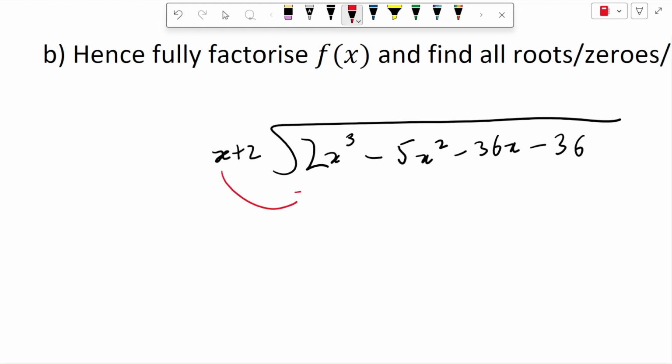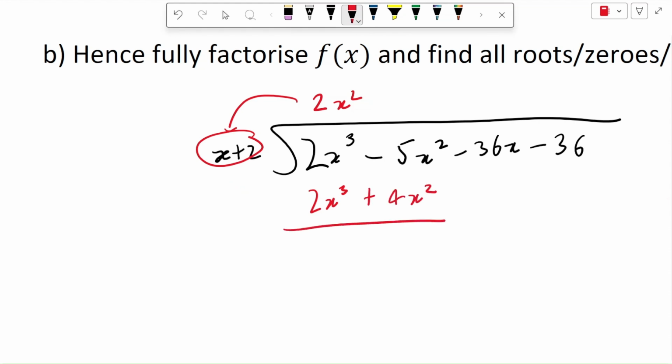So x going into 2x cubed goes in 2x squared times. So we're going to be multiplying 2x squared by all that stuff. You'll get 2x cubed, that's good news, and you'll get 4x squared for this next bit. Minus 5 take 4 gives you minus 9, and then we'll pull down the minus 36x here. So how many times does x go into minus 9x squared? It goes in minus 9x times.